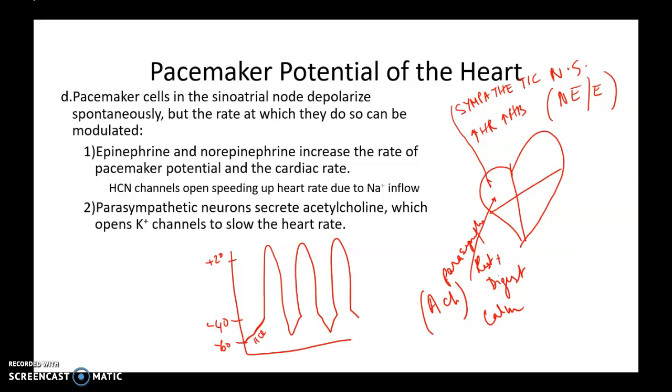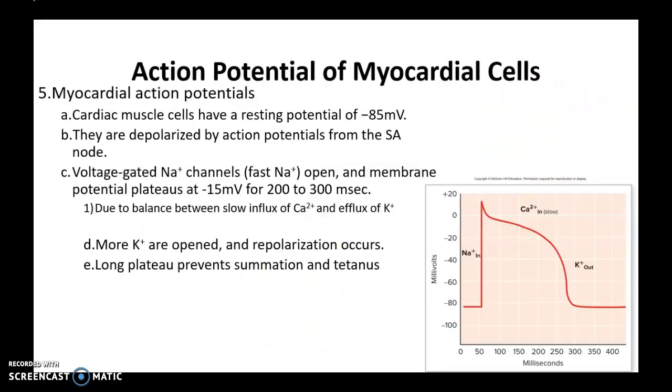And when it's under the influence of the parasympathetic neurons that secrete acetylcholine, that opens up the potassium channels. Remember, depolarization is caused by potassium channels. So these potassium channels are open longer to slow down the heart rate. That's the difference.